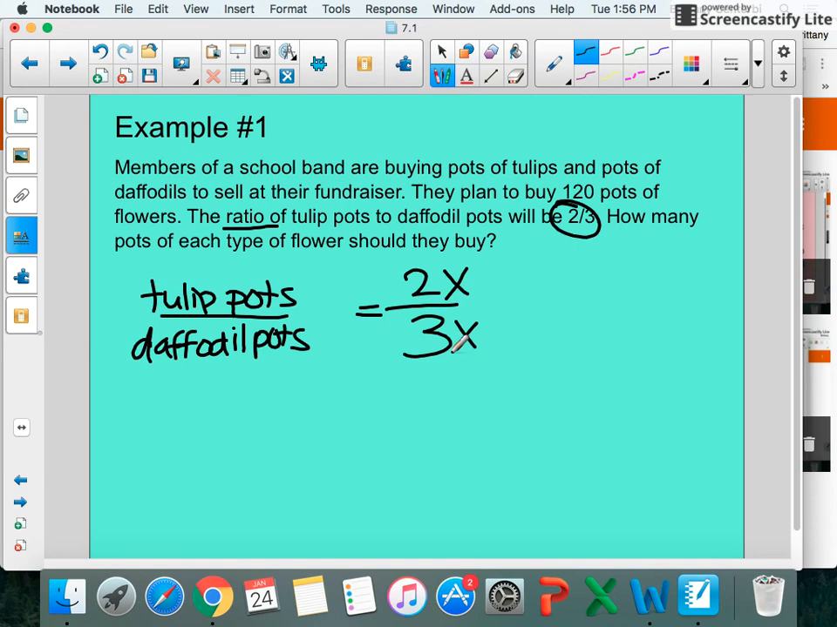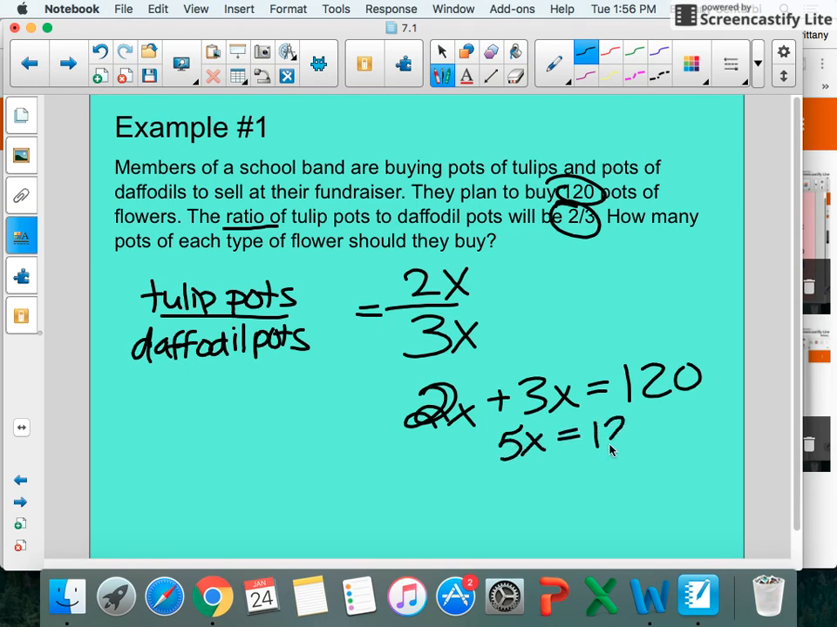To figure out the total amount of pots, we're going to add our tulip pots and our daffodil pots. So we're going to do 2x plus 3x equals our total number of pots, which is 120. Again, we just get that from the word problem. From here, you're going to combine like terms. 2x plus 3x is 5x, and divide by 5. So we get x equals 24.